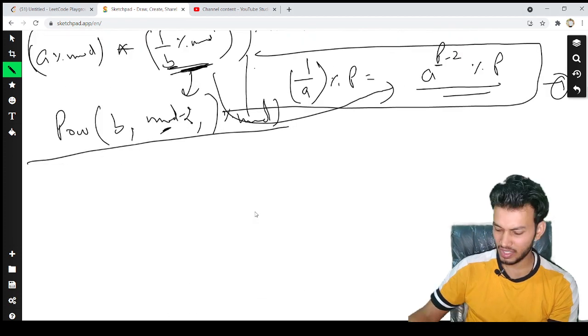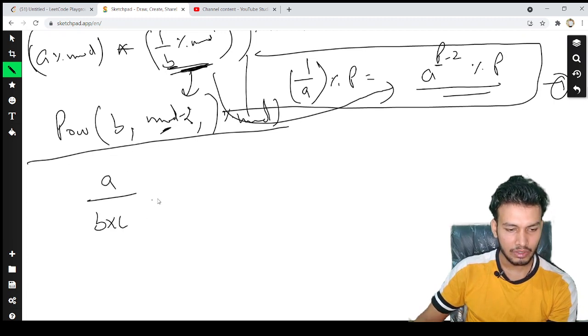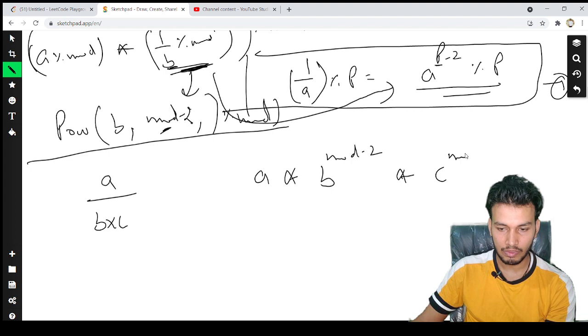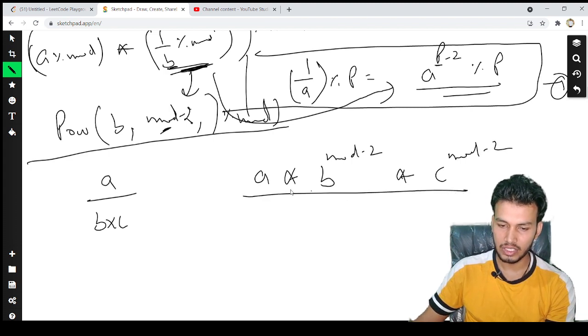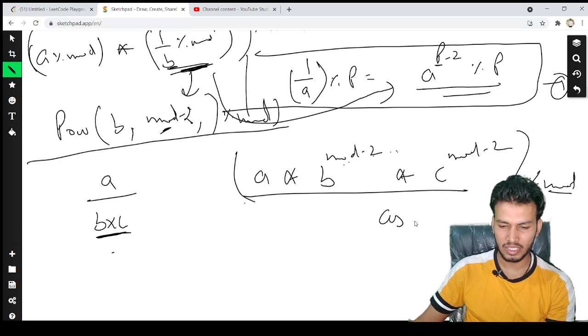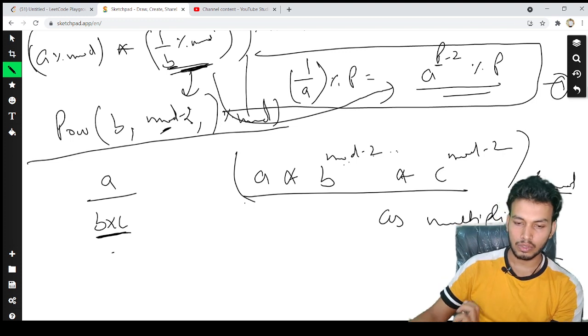If you anywhere see something like a divided by b cross c, and you need to take the mod, it is equivalent to b raised to power mod minus 2 multiplied by c raised to power mod minus 2, and just take the mod of this thing. Write it this way: a multiplied by b^(mod-2) multiplied by c^(mod-2), and then take the mod as per the simple multiplication rule, so it will work out.